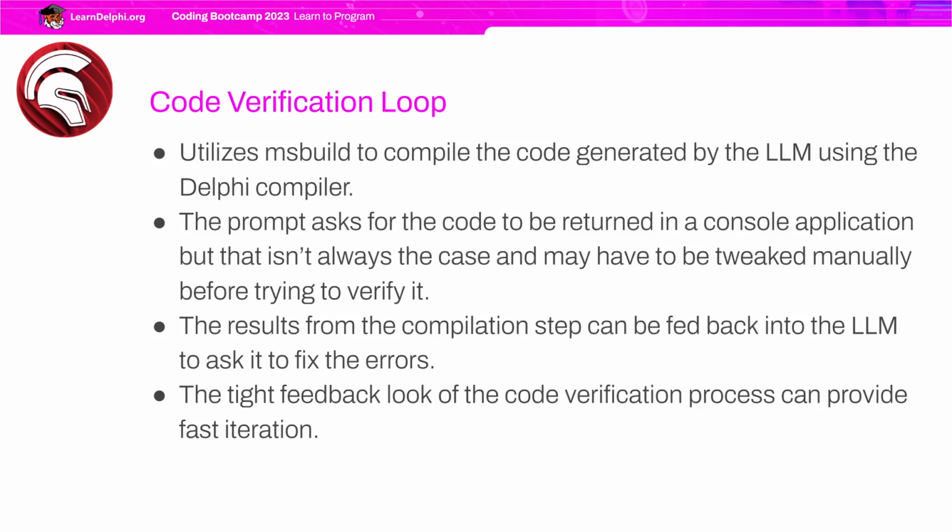So the prompt asks the language model to return basically a program name and then some code, and then at the end it says end dot. It doesn't always do that, and so you might have to tweak that before you try to verify the code. The results from the compilation step can be fed back into the large language model to ask it to fix the errors. And that's the time savings part of having the code verification loop within CodeDroidAI. The tight feedback loop of the code verification process can provide faster iteration through the code.